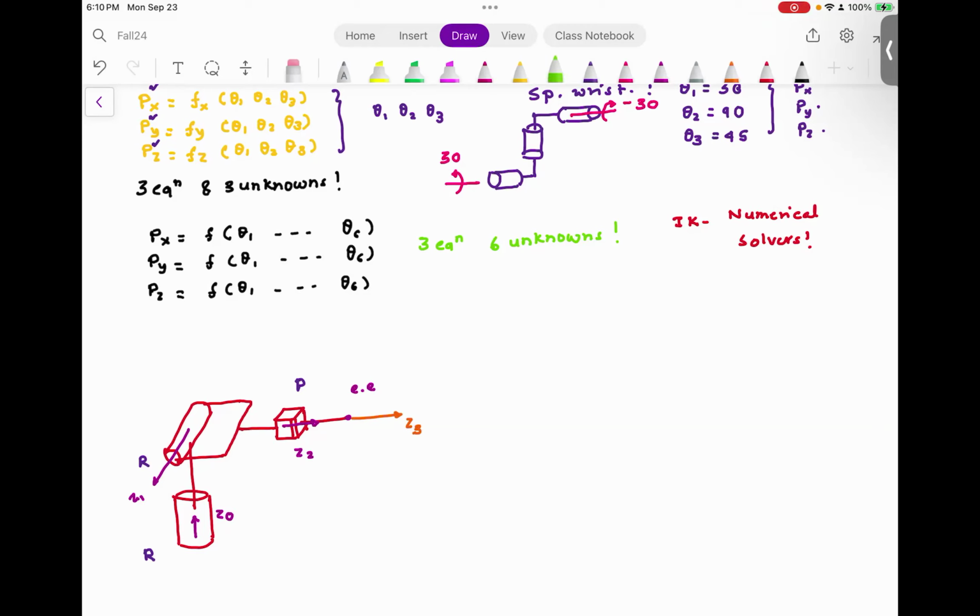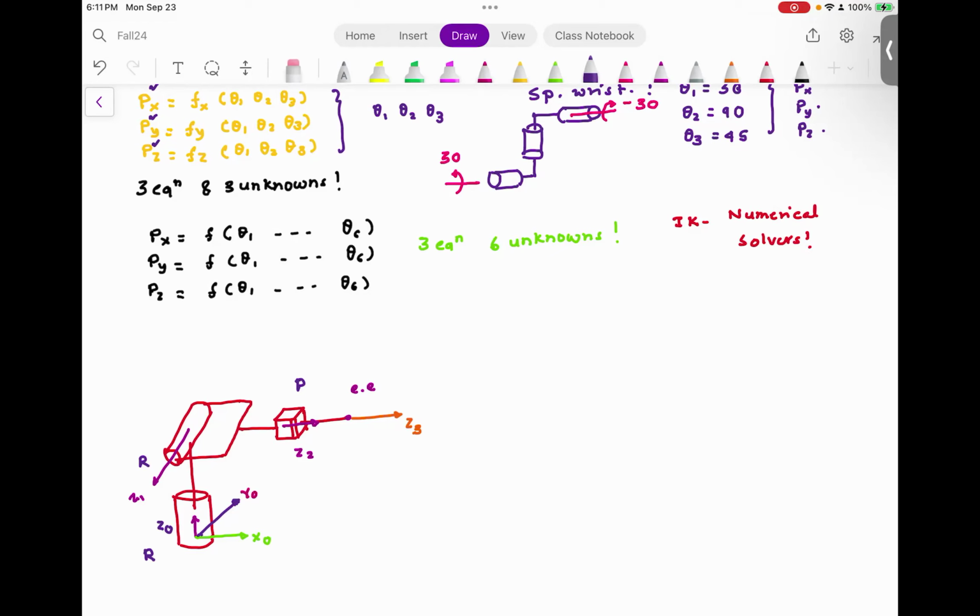Then this would be my X0. Again, there is no coordinate system before Z0, so it doesn't matter which direction you draw X0. At the end, we need to complete the triad using the right hand coordinate system. So my Y0 is going to go in this direction. This is my Z0, this is my Y0, and this is my X0.